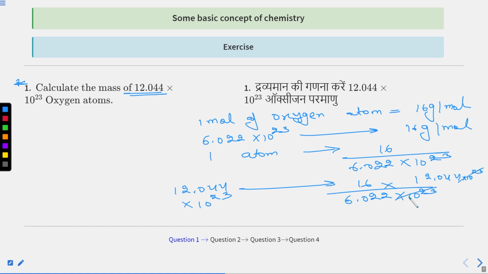You can see 10 raised to the power 23 and 10 raised to the power 23 can be cancelled out, and if you divide 12.044 by 6.022, you will get double of this. So 16 into 2 is 32. So 32 gram will be the mass of this particular number. This is the longest way, but what will be the shortest way?